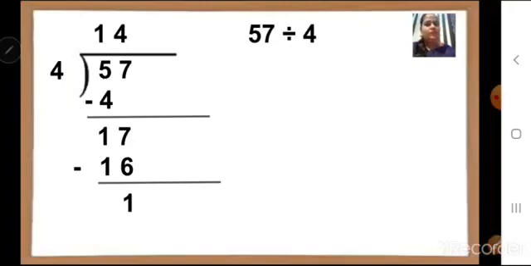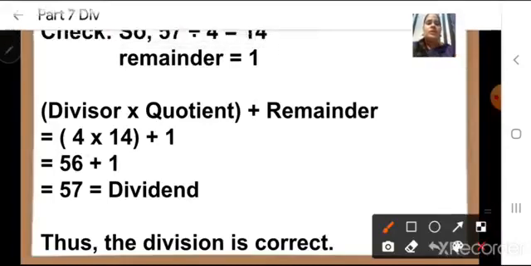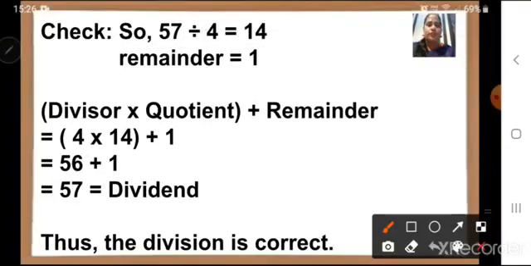After this, we have to also check the answer. For checking the answer, we will first write, so 57 divided by 4 is equal to 14 and remainder is equal to 1. Then write the formula: divisor into quotient, brackets, then plus remainder. Now is equal to, now what is our divisor? 4 multiplied by quotient 14, then the brackets and then plus 1. First, children, we have to multiply 4 into 14. So let us multiply.